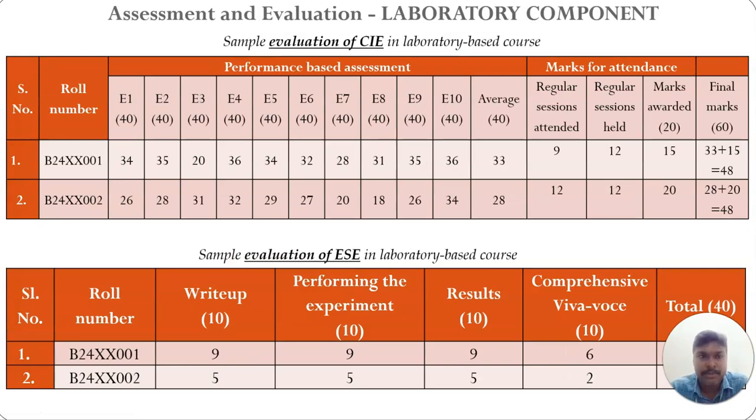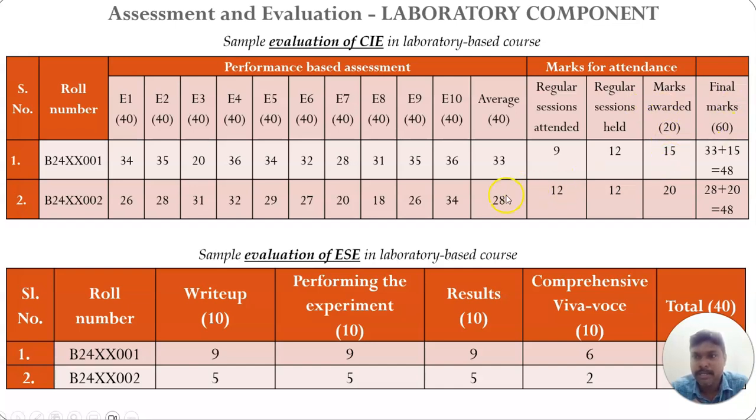Now this is the evaluation, the way we are doing the laboratory experimentations. As part of the laboratory component, this is the way we are going to be doing the evaluation process. So performance based assessment, for example, for these many experiments that you are going to be doing in the semester, experiment number 1 to experiment number 10, 40 marks, and this is the example I have given. If any student got marks like this, and for regular sessions attended we will be giving 9, for instance. Regular sessions held is 12, but the student has attended only 9, but marks awarded for that student is 15 out of 20.